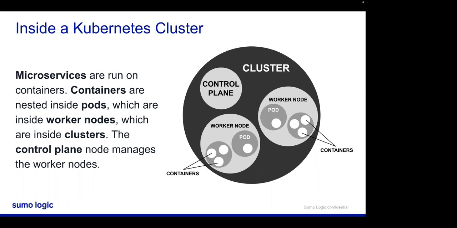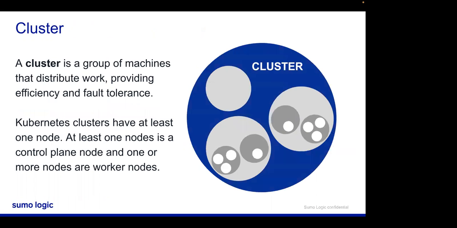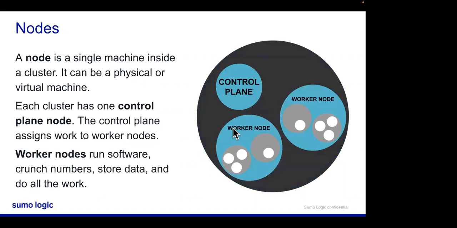Now, the control plane manages these worker nodes. That's its job. As I start breaking this down, a cluster is a group of machines that distribute our work, provide our fault tolerance, et cetera. And within Kubernetes, Kubernetes manages this cluster, these resources and things that we need. Kubernetes clusters have to have at least one node. One of those nodes is a control plane node, and I need at least one worker node. Otherwise, there's no sense in having a cluster.